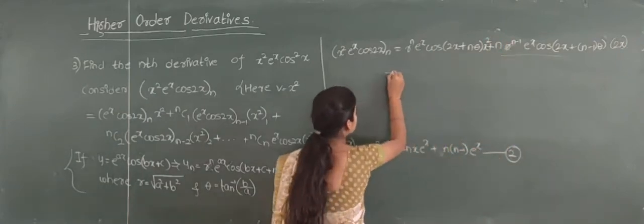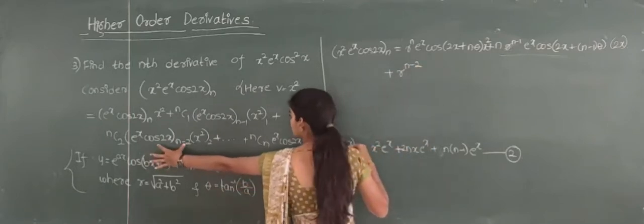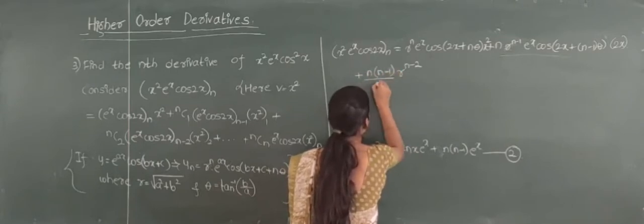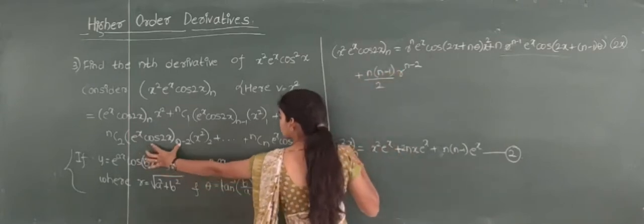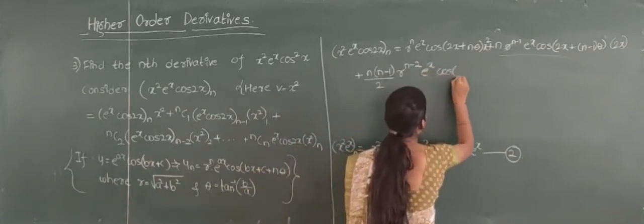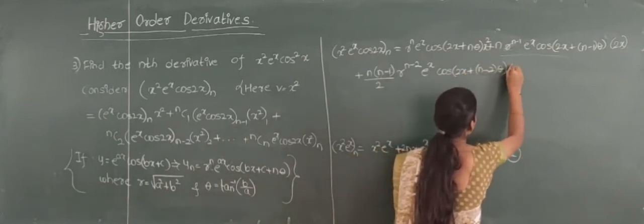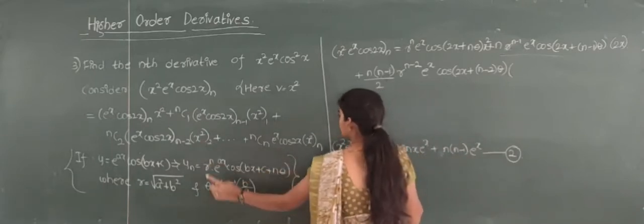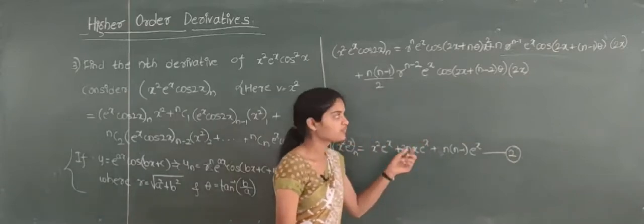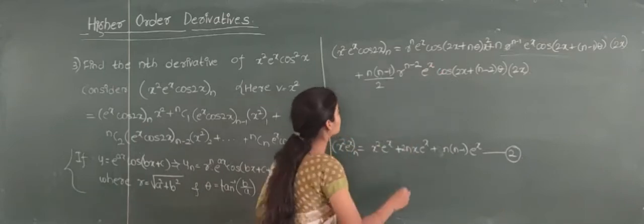Then in the third term again r raised to n minus 2. Before that nC2 value is n into n minus 1 divided by 2. Then this value is r raised to n minus 2 e raised to x cos 2x plus n minus 2 into theta, and this is over. Next, second derivative of x square is 2, and as we have taken in the previous term, the next derivative becomes 0, so I will not write the next term. This is only we will get.